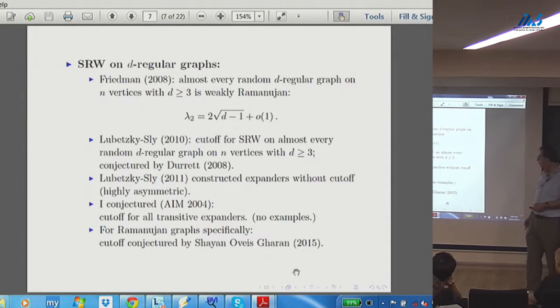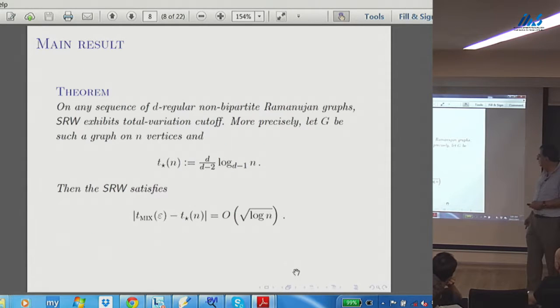Okay, and so here is one theorem on any sequence of d-regular Ramanujan graphs. Let's look at non-bipartite, because for bipartite you need to do something to deal with the periodicity. So let's look at the non-bipartite graphs. We know many of them exist. On any such sequence, simple random walk exhibits cutoff in total variation, and the cutoff time is the smallest it could be, namely d over d minus 2 times log base d minus 1 of n.